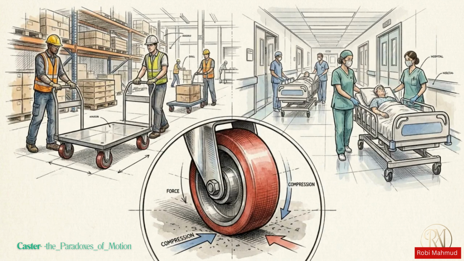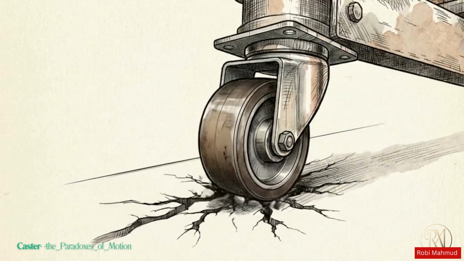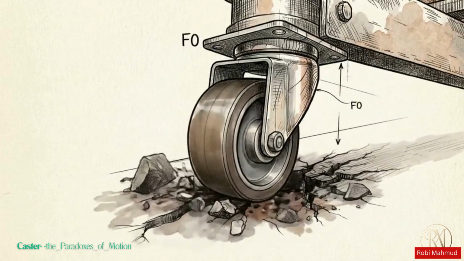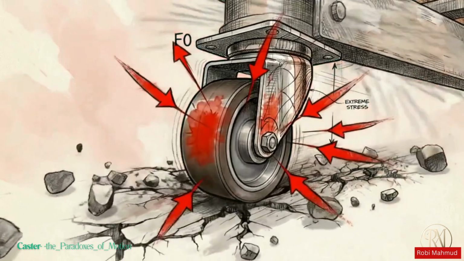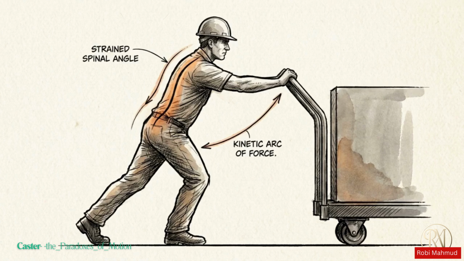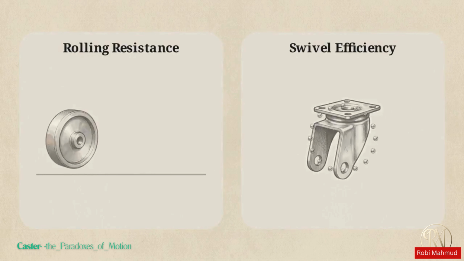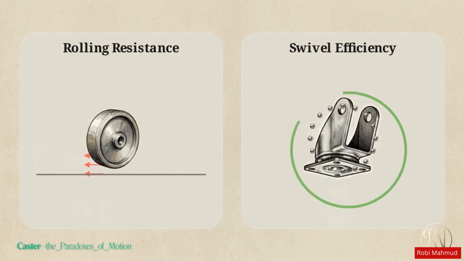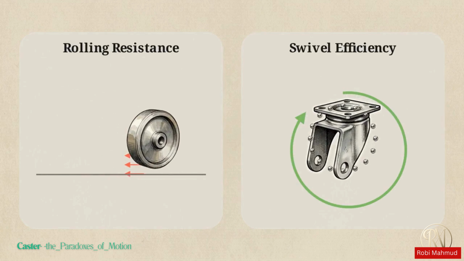In every hospital and warehouse, the movement of the entire facility depends on these microscopic physical interactions. The caster is the foundational element that dictates the lifespan of a building's floors and the mechanical integrity of the machines they carry. There is a direct ergonomic cost as well. The angle of a worker's spine and the physical fatigue they experience are determined by the rolling resistance and the swivel efficiency of the hardware beneath the load.